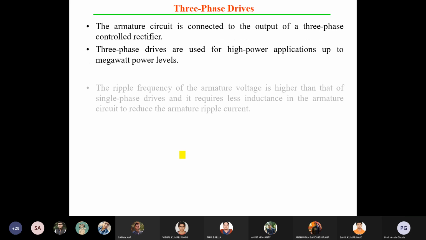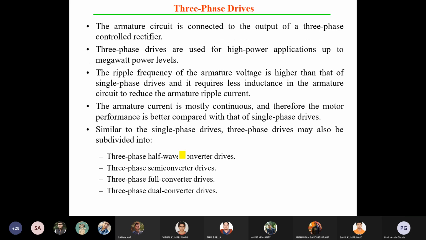Now the first case we are discussing is single phase drives. What are the limitations of the single phase drives and why are we talking about three phase drives? A very common comparison is the ripple frequency.